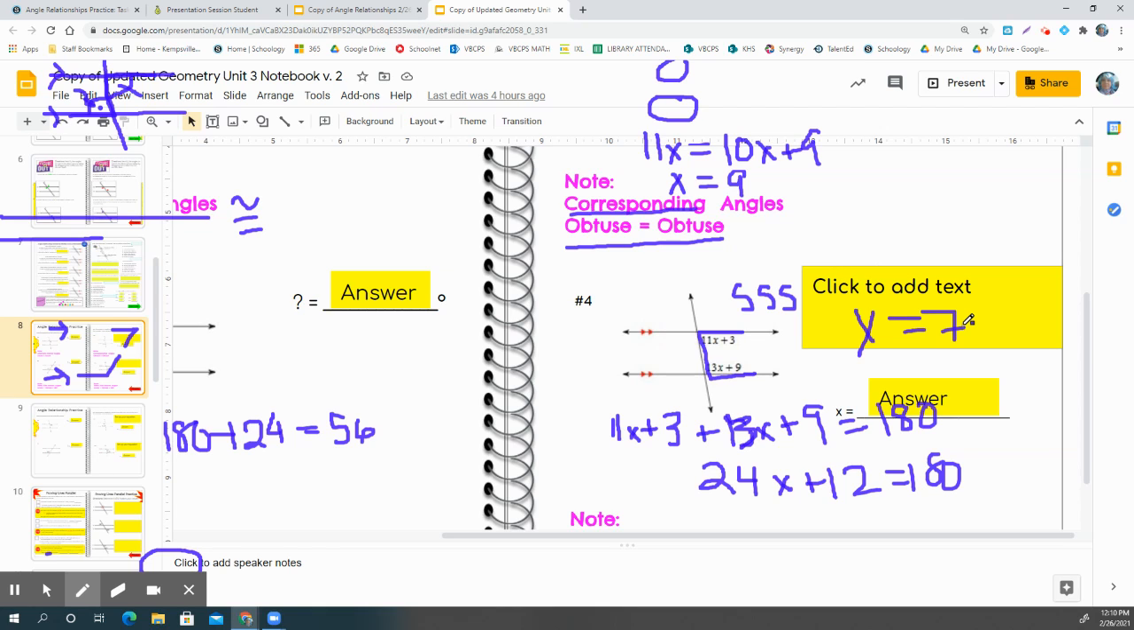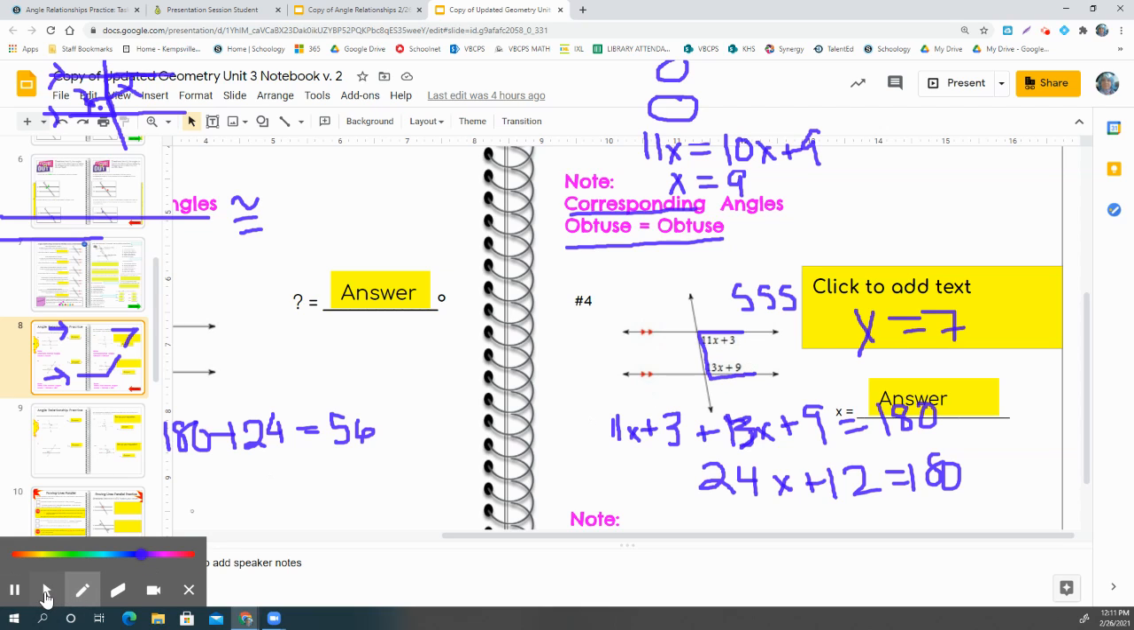Now, please remember, just like in our angle bisectors and our segment bisectors, once we've solved for x, I can always ask you to substitute it back in. So if I'm asking you this little acute angle here, you would do 11 times 7 plus 3. If I'm asking you the obtuse angle, it would be 13 times 7 plus 9.